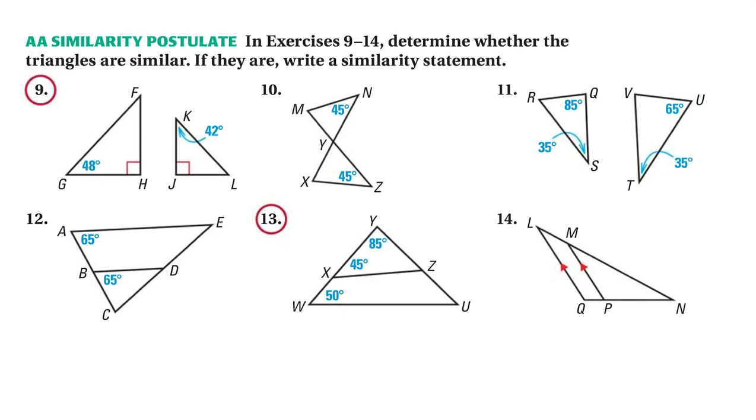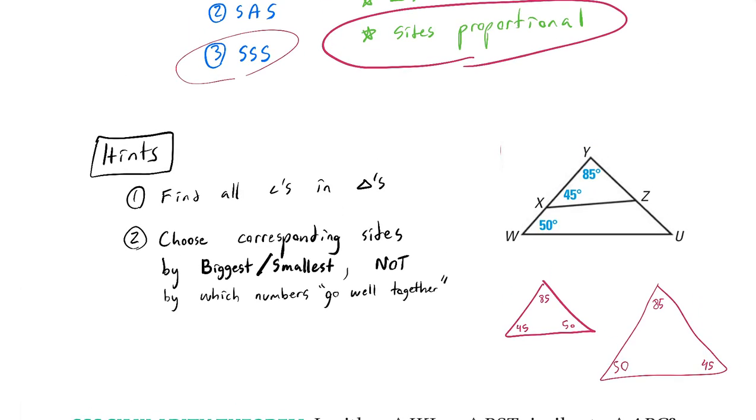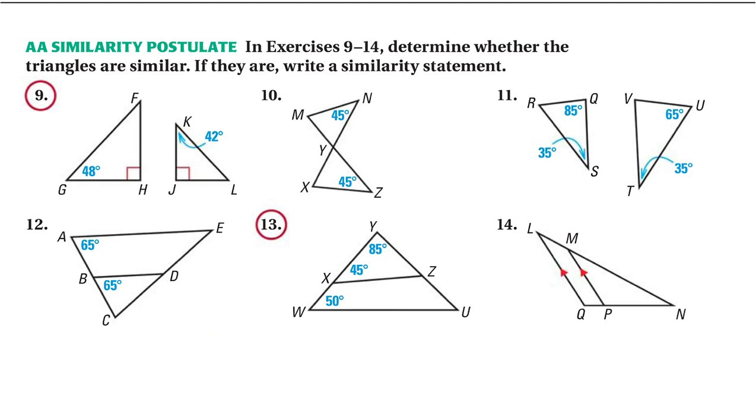So here's some immediate practice with it. Okay, first one, number 9. Are these similar? No, we got a right angle and a 42. What was the hint, right? Hint number 1, find all the angles. So let's look down here. In the left triangle, 180 minus, we get 42. Good golly, we've got a right angle and a 42. Then yes, they are similar. It says determine whether they're similar. If they are, write a similarity statement.